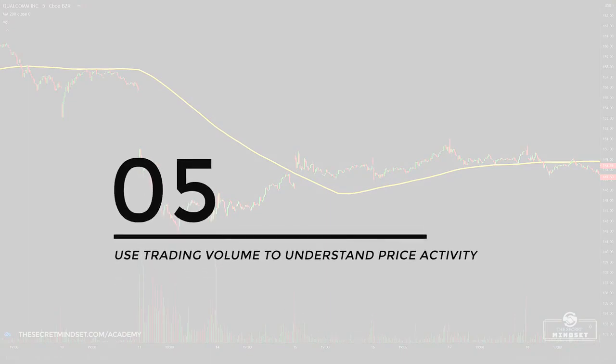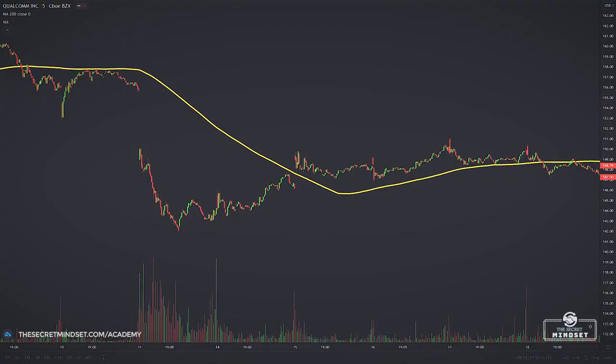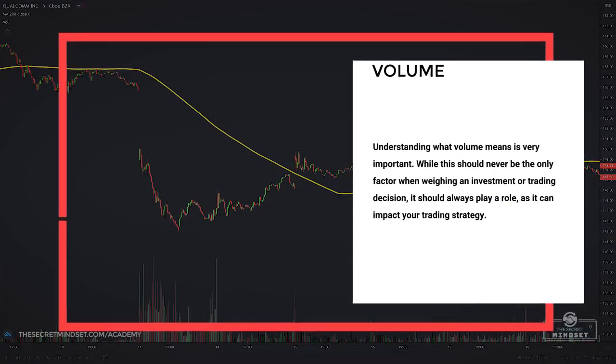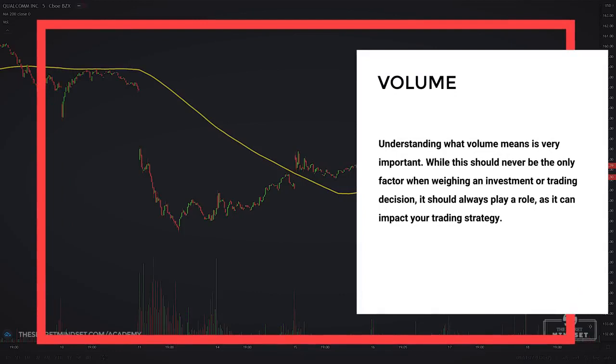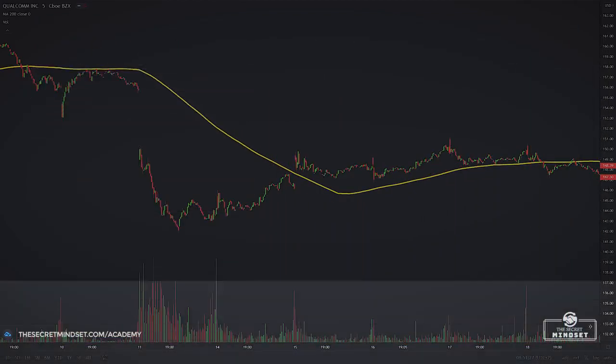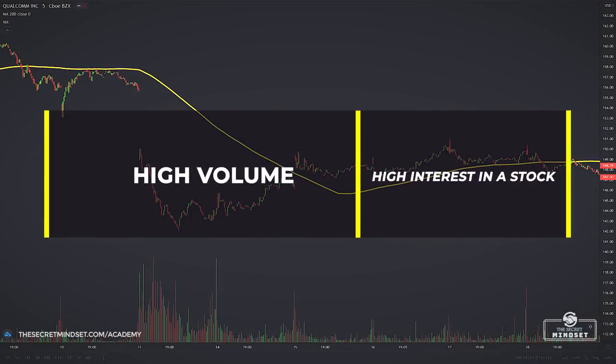Number 5. Use trading volume to understand price activity. Every trader is focused on price. In fact, most of us obsess about it. But it's important to follow the volume as well, especially if you trade stocks. Not only does volume increase liquidity, which is the ease with which you can buy or sell, but it also shows you the true interest in a stock. High volume reflects high interest in a stock, making for better trading action.